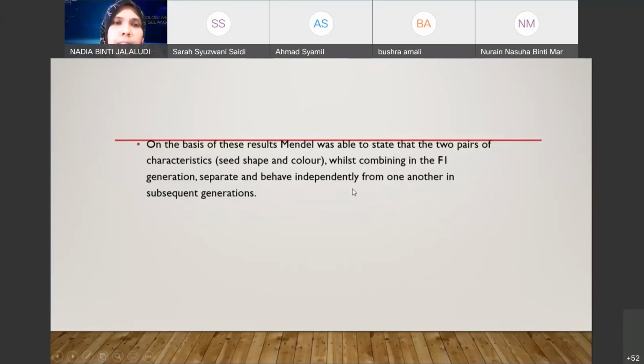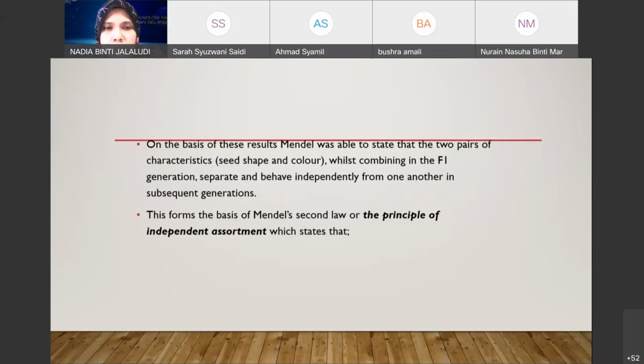Okay, and then on the basis of these results, Mendel was able to state that the two pairs of characteristics, which is this seed shape and color, while combining in the F1 generation, separate and behave independently from one another in subsequent generations. So, two pairs of characteristics ni walaupun dalam F1 karakteristik dia yang nampak semua sama je. Dia yellow and round. Tapi bila dah masuk ke the next generation, F2 dia dah separate and behave independently from one another in subsequent generation. So nanti you boleh, kalau you rajin, you try kacuk pula lah yang F2 punya generation ni untuk dapatkan F3 punya macam mana pula kan.